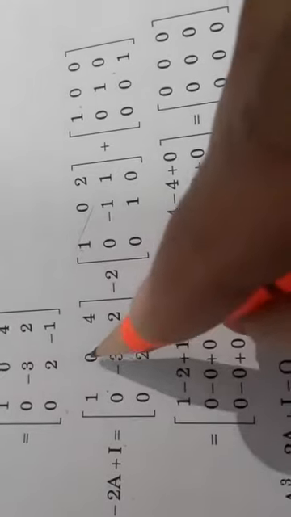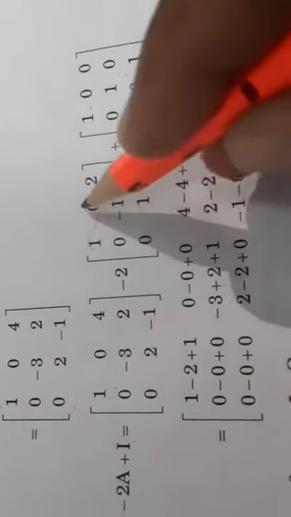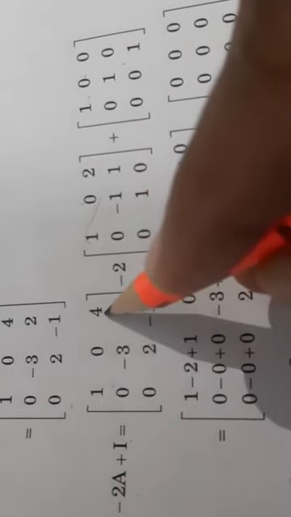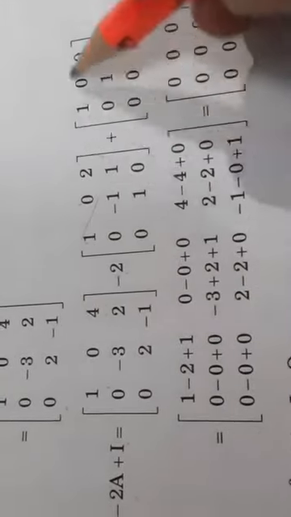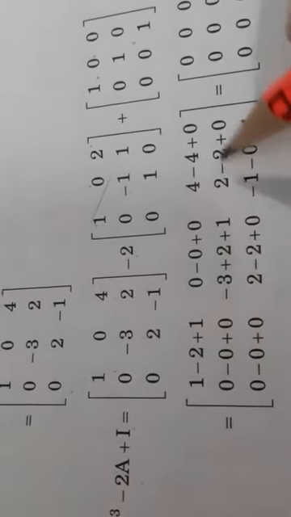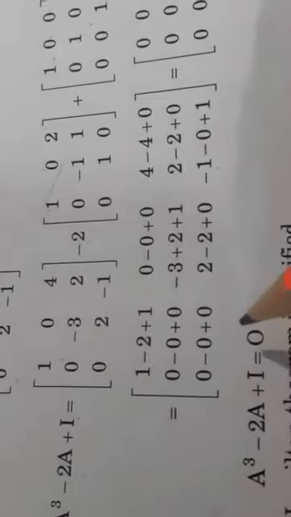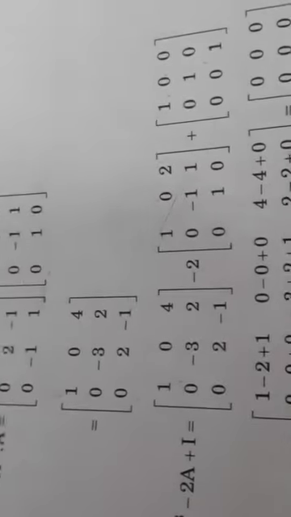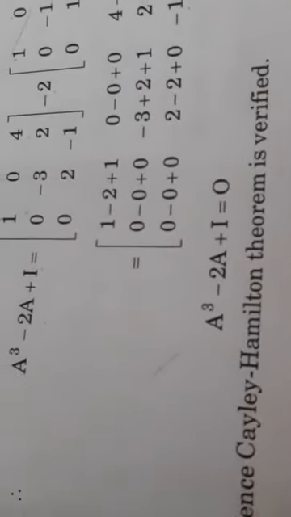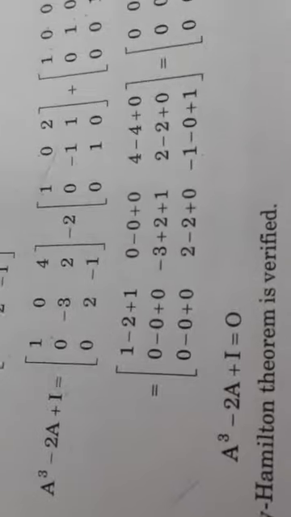Now the second element, 0 0 0, and this element, 4 minus 4 plus 0. After calculating in this way, we get the zero matrix. Now this is your zero matrix. Now the left hand side is equal to the right hand side, hence the Cayley-Hamilton theorem is verified.